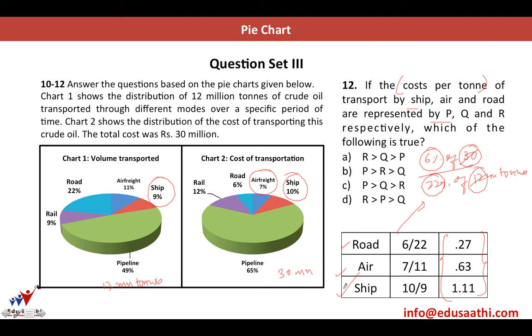So the highest cost will be incurred by ship, which is P, then by air, which is Q, and then by road, which is R. So the correct answer option here is the C part. P is greater than Q, which is greater than R.